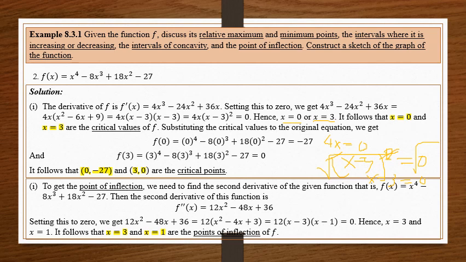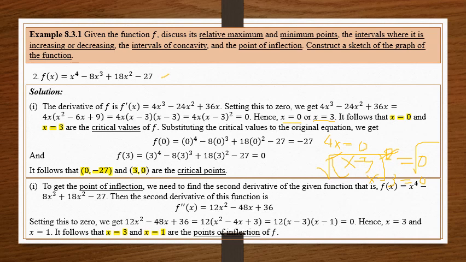So, substituting these critical values to the original equation, dito natin siya isa-substitute. We get f of 0 is negative 27 and f of 3 is equal to 0. Thus, the critical points are (0, negative 27) and (3, 0). So, class, nakuha ito kasi yung nakuha natin na critical values, sinubstitute natin sa original function, then may nakuha tayo na f of x.